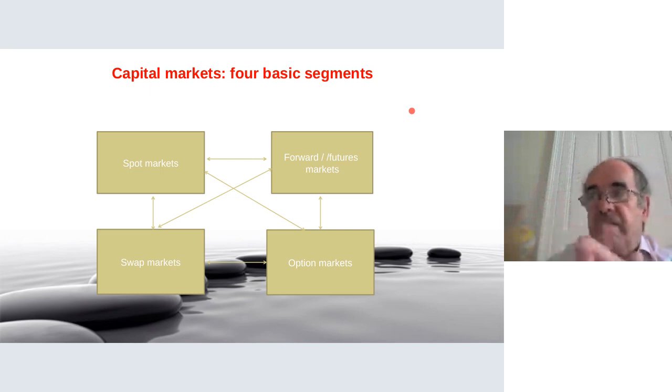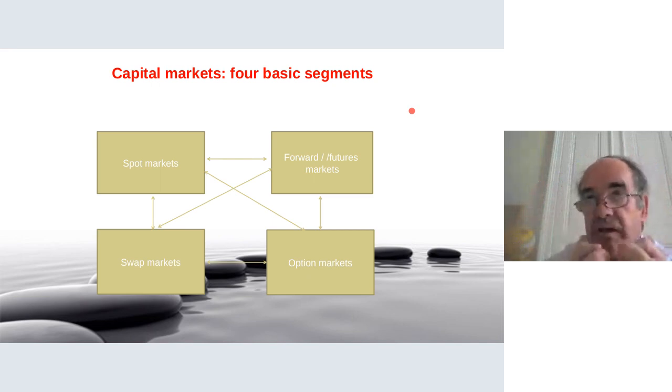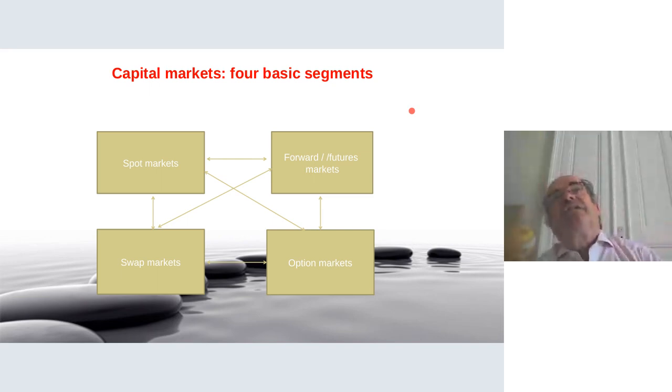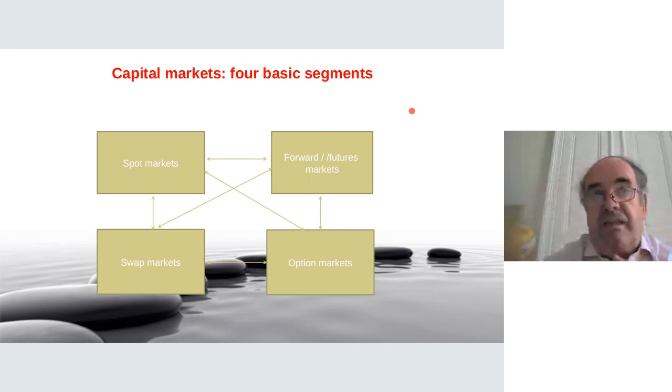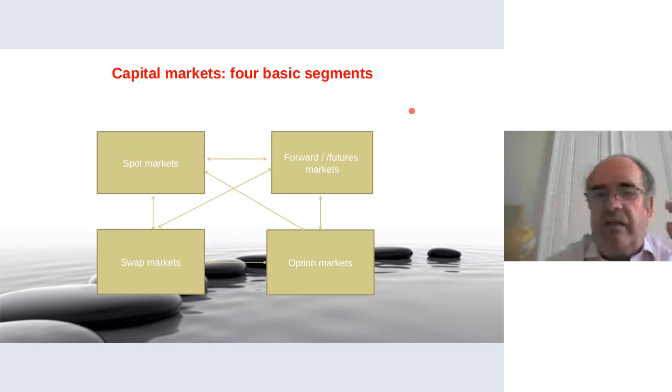Forward and futures, these markets are slightly different. I will explain later, but just a forward market is a market on which you trade with an individual counterparty, maybe a bank. If you do the same operation on an exchange, it's named a futures operation. So the difference is just that forward is when you trade with an individual counterpart, and futures is when you trade on an exchange.